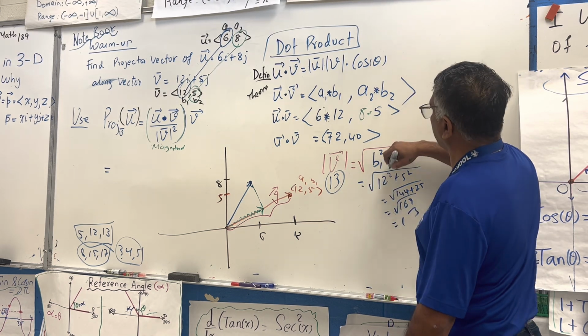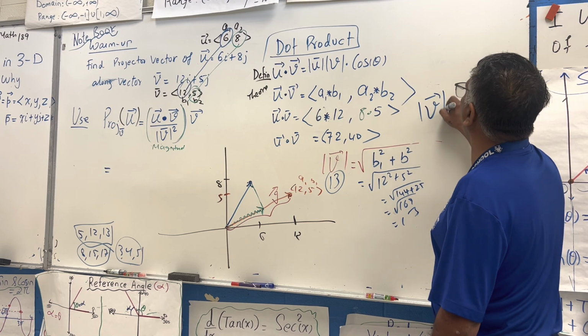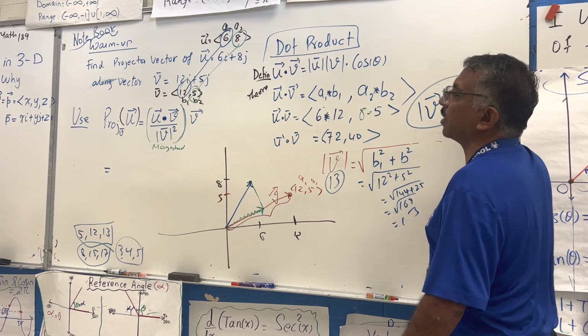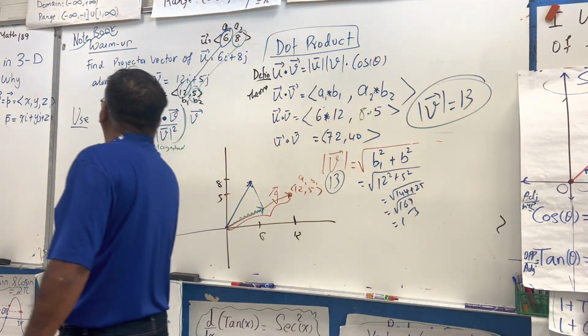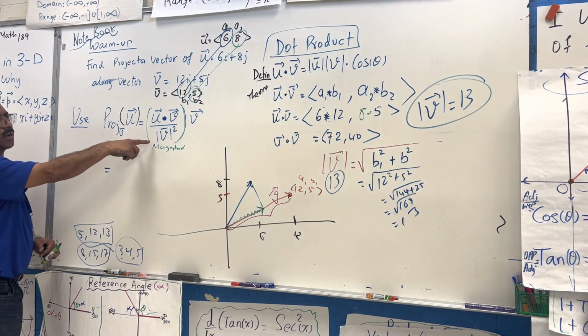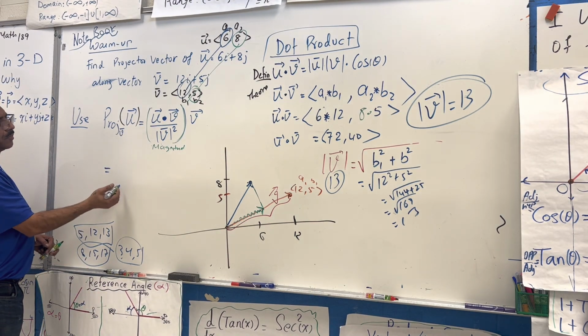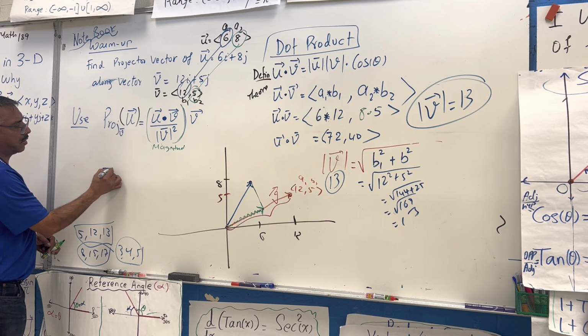So what did you get here? The magnitude of vector V is 13. So put it in the box. Make sense? And all you do is put it in the denominator, so you put it down there. So your formula is right here. So U dot V.